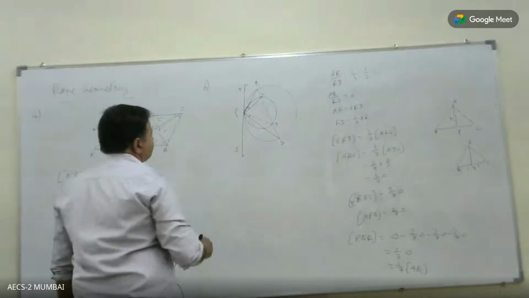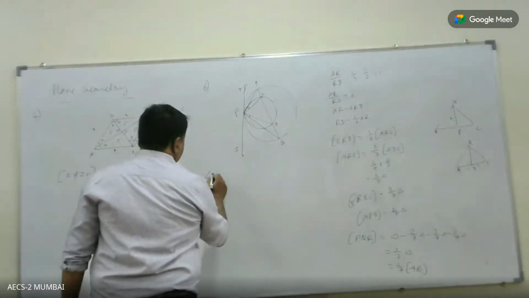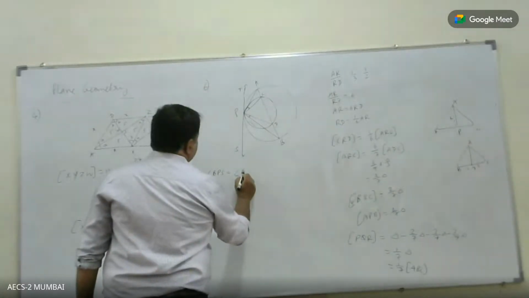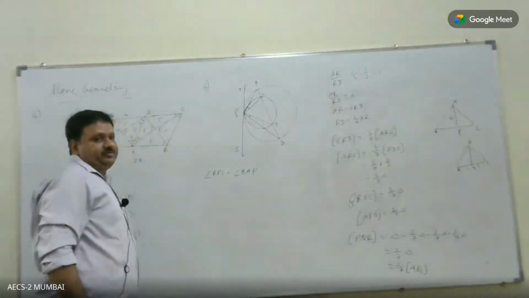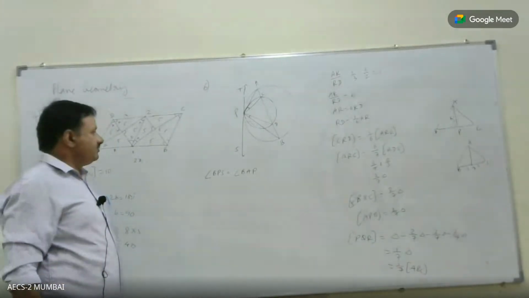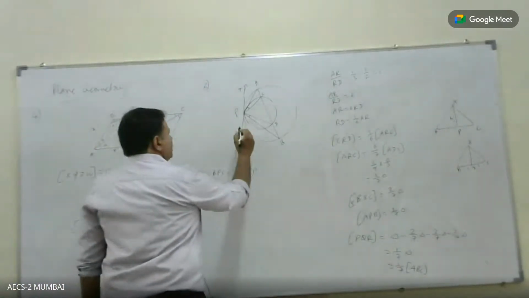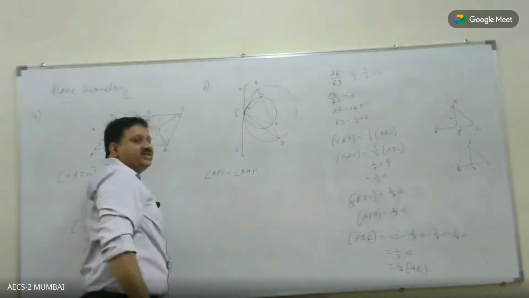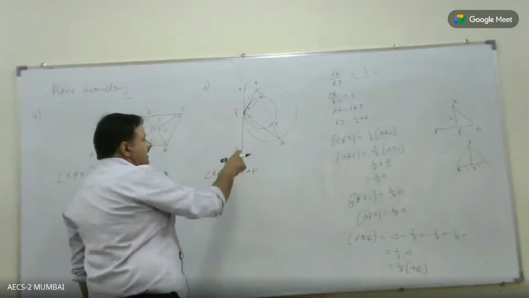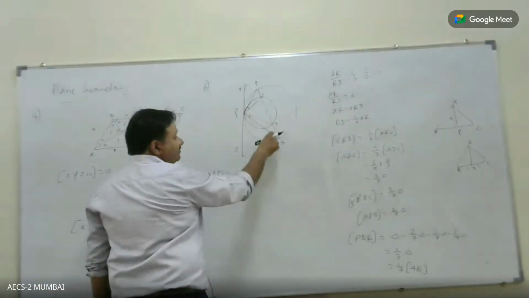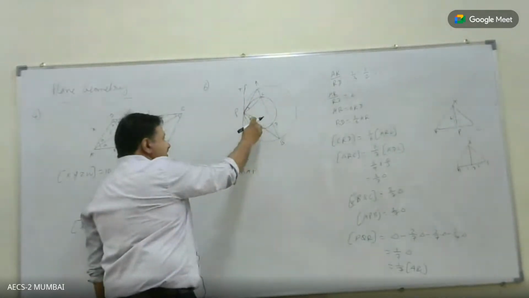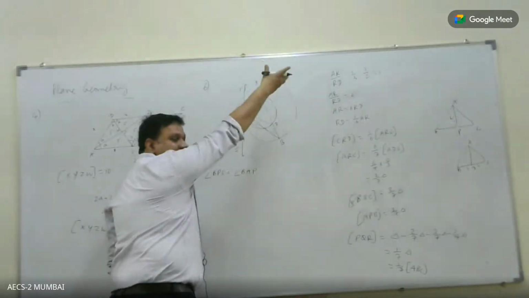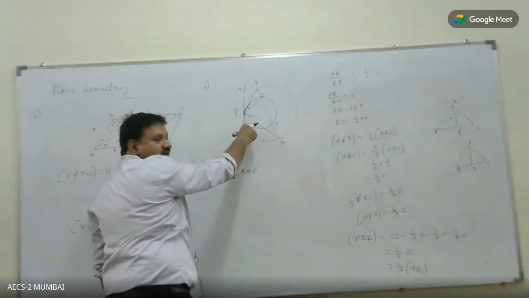Now, angle VPS equal to angle BAP. Why is it equal? Alternate segment. First of all, locate where those angles are. I am saying these two angles are equal. We are taking PB as the chord of the bigger circle. This chord is making this angle with the tangent, and this angle is made in the other segment of the circle. So these two are equal.